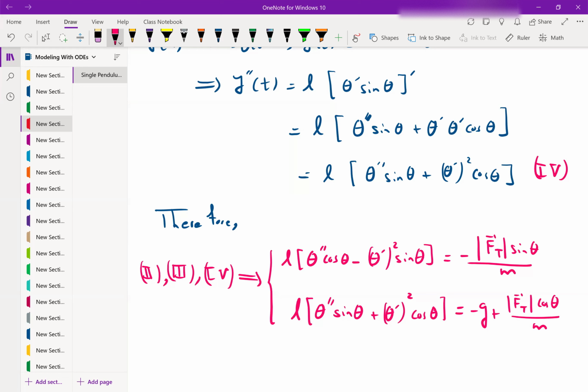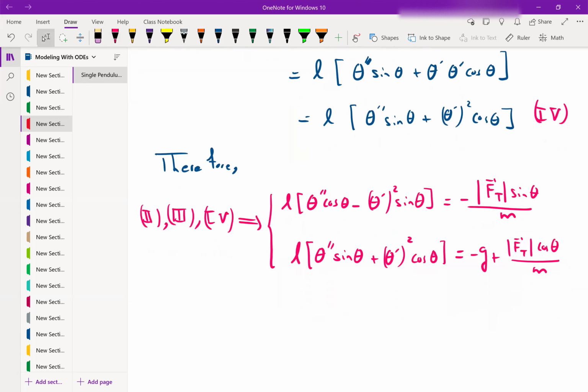The unknowns here, one of them is theta of t. Still, we do not know the magnitude of f of t. It is in general a function of time. So still, we don't have one equation for theta. We have 2 equations, and we have 2 unknowns: theta of t and the magnitude of the tension force. So it would be great if we could somehow eliminate the magnitude of the tension force between these 2 equations to come up with one equation for theta of t.